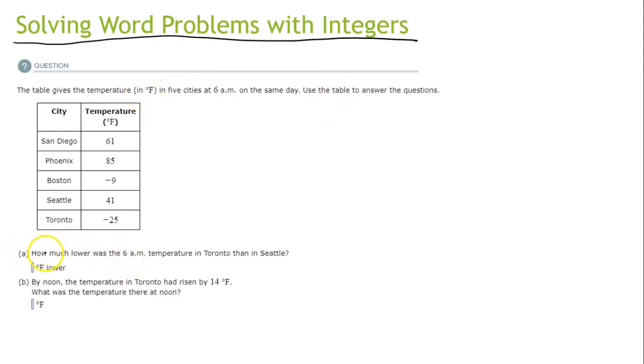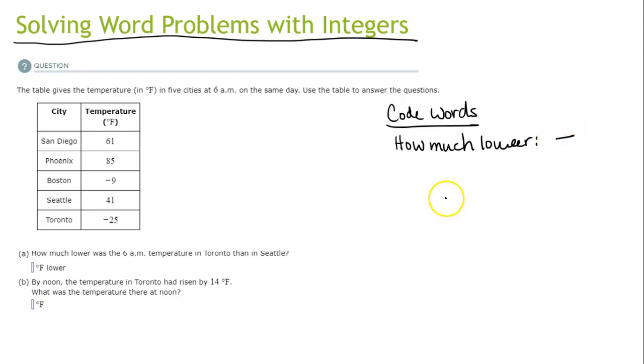For A, it says how much lower. So I want you to write yourself a little list off to the side here about code words. So in your notebook, we want to write down that how much lower indicates that you want to subtract there. You see how much lower, you want to subtract. So it says how much lower was the 6 a.m. temperature in Toronto than in Seattle. So we're looking at the difference between Toronto and Seattle.